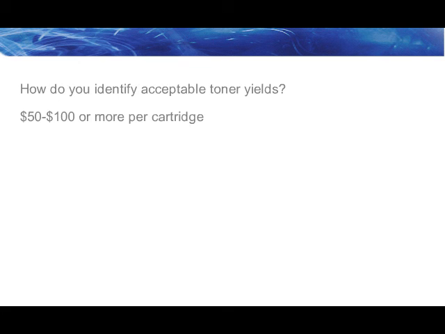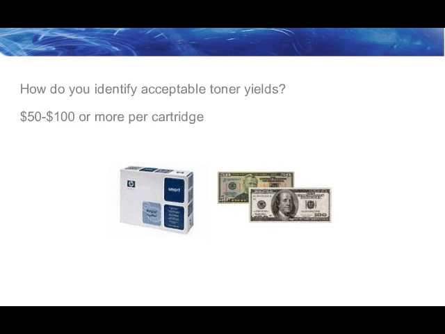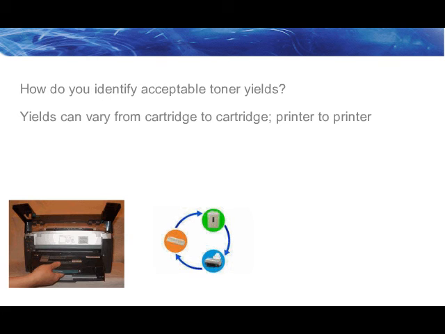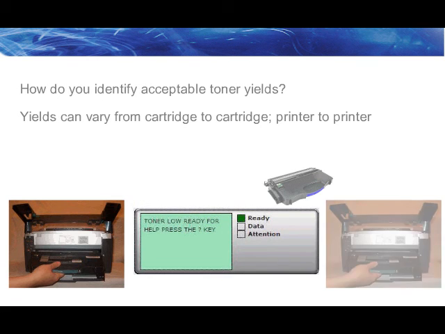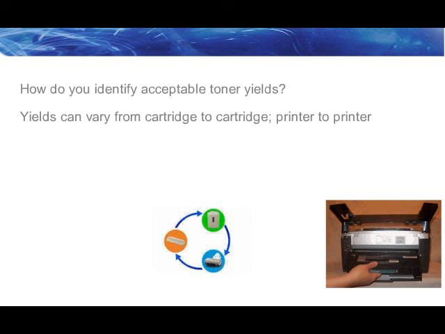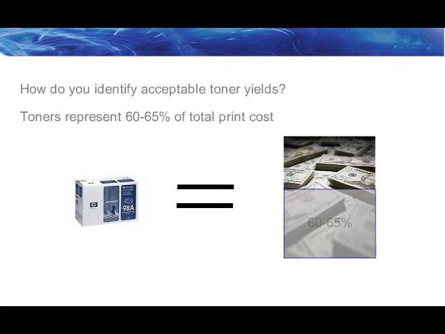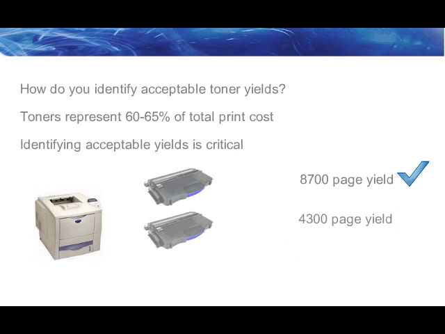With a cost of $50 to $100 or more per cartridge, toner is one of the most expensive commodity items companies must purchase for their employees. As these cartridges are installed, used, and replaced, the yields achieved can vary from cartridge to cartridge, printer to printer. Knowing that toner accounts for 60 to 65% of the total cost associated with print, the ability to identify acceptable yields on a device-by-device basis is critical.